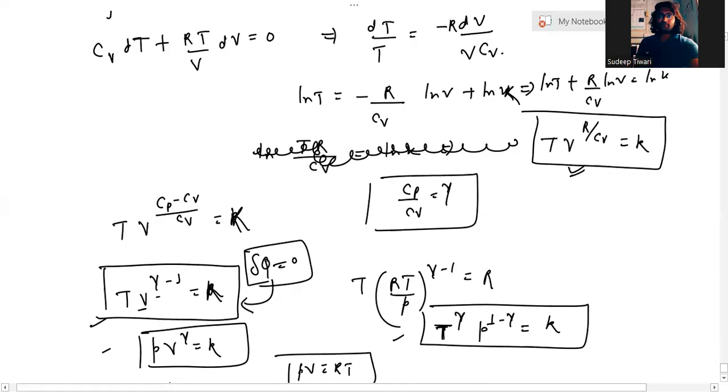In the next class, we'll try to see a little bit more on this adiabatic thing, and we'll try to at least start with entropy.